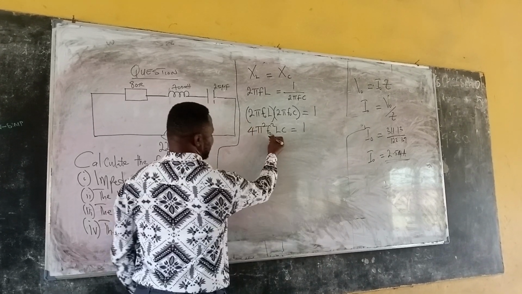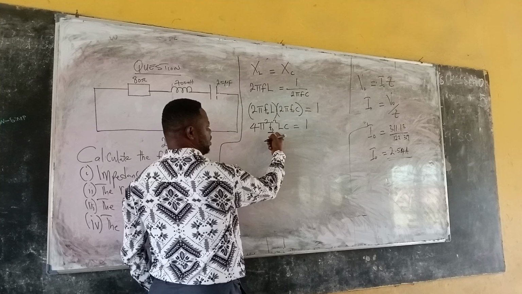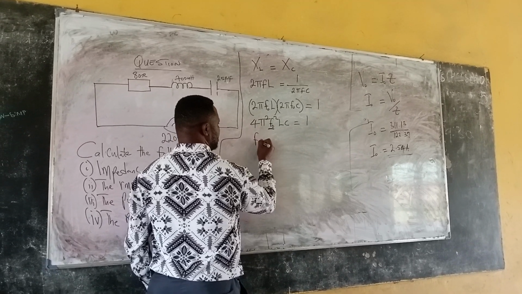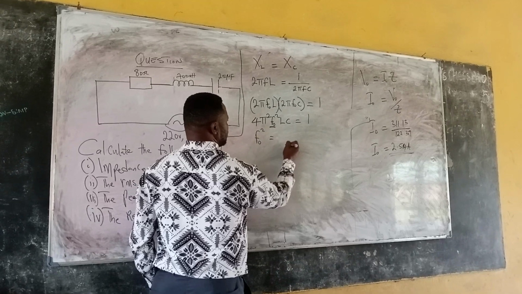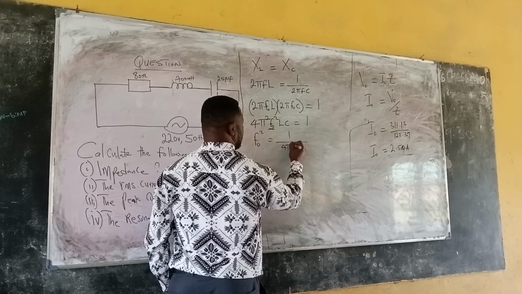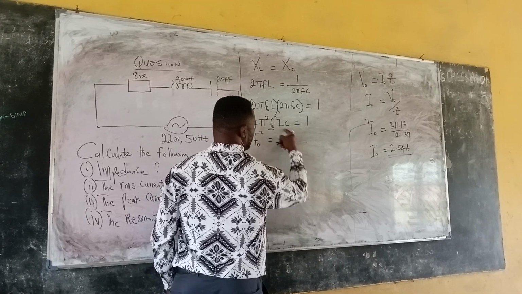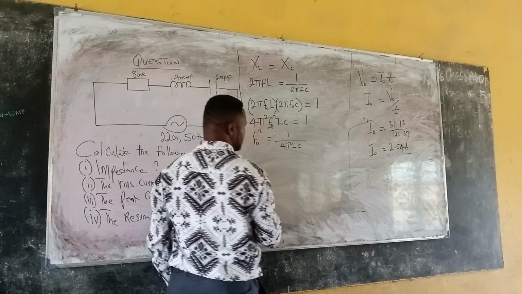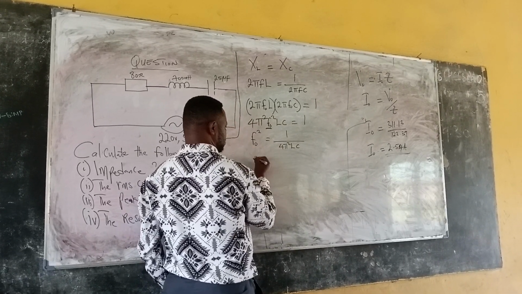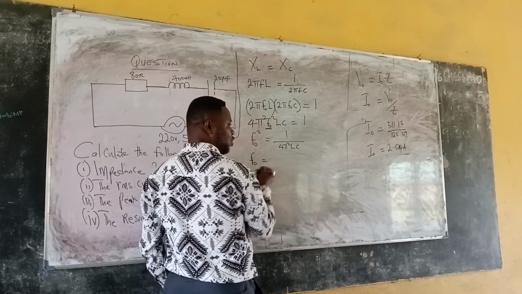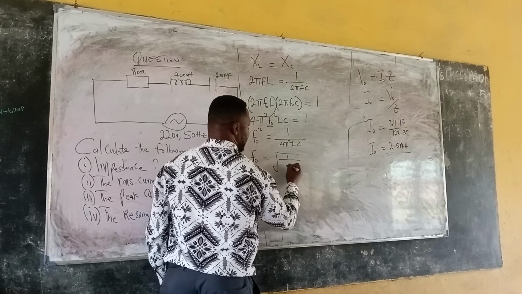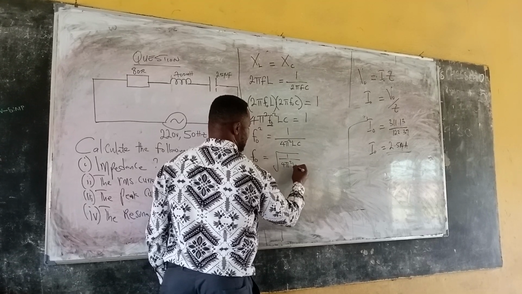From there, you make F naught squared the subject. What's making F naught squared not stand alone? 4 pi squared LC. So F naught squared equals 1 divided by 4 pi squared LC. We are looking for F naught, not F naught squared, so we take the square root of both sides: the square root of 1 divided by 4 pi squared LC.